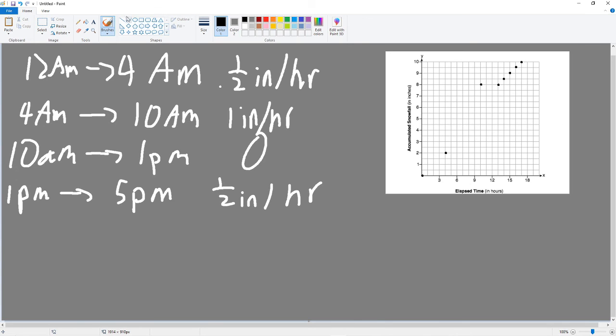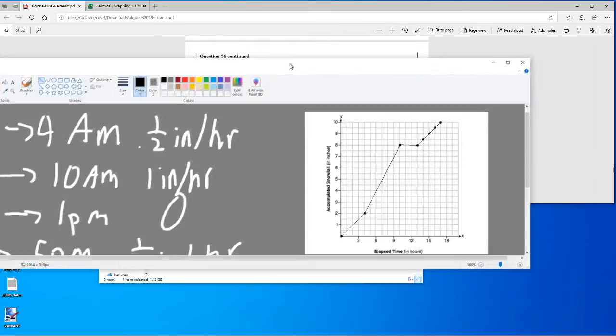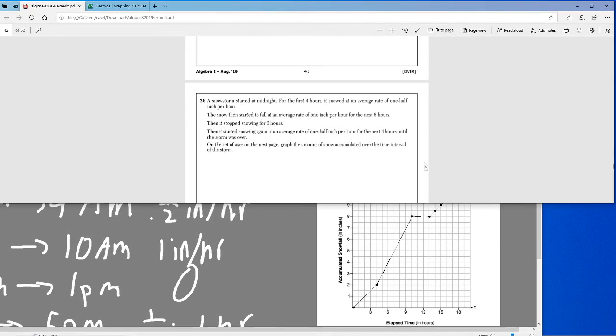So it looks something like this. Let's just plug in lines. It looks like this, goes like this, goes like this. So that's how the snow looks. All right, let's look back at the question.